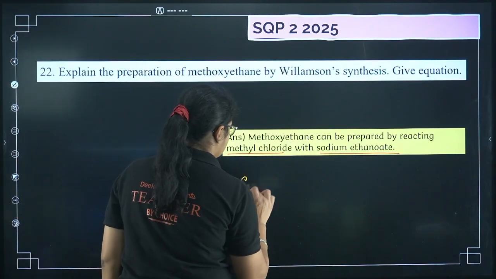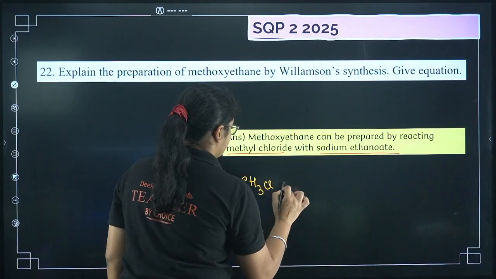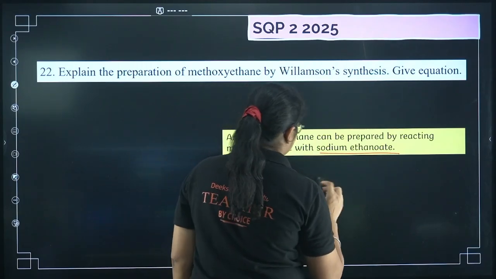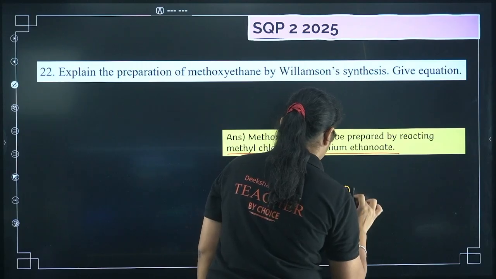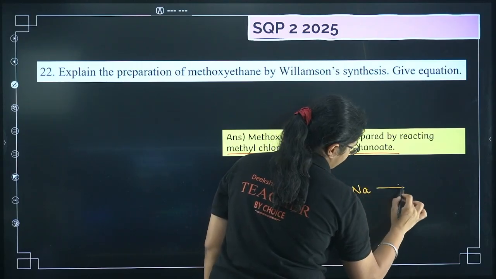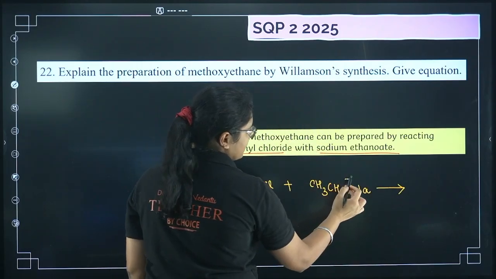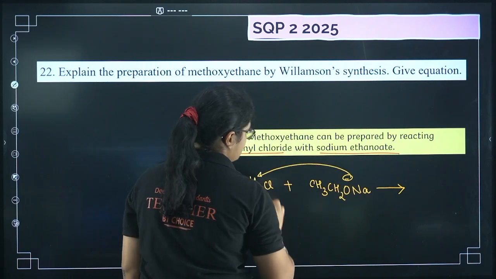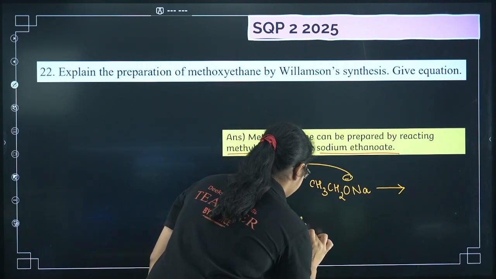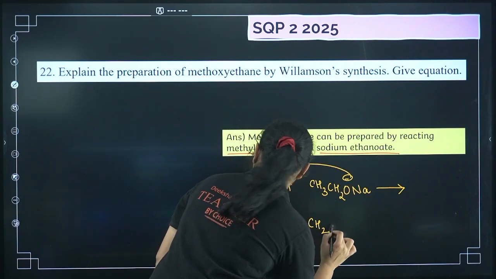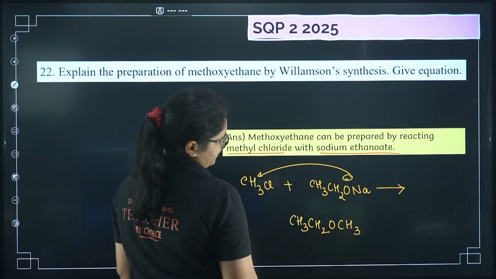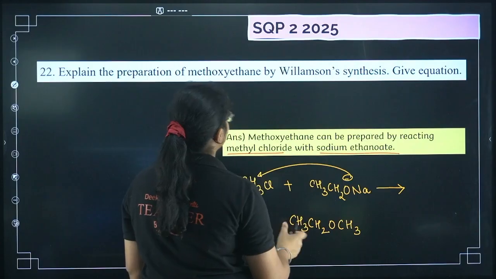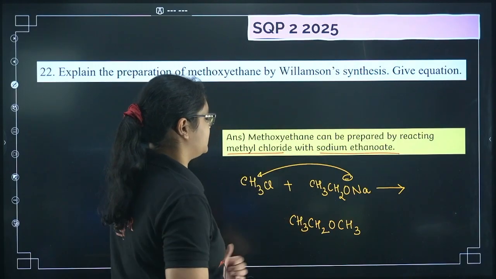So I have methyl chloride plus CH3CH2ONa. Now that will give me what? This O minus is there, it will attack on this one, so it will give me CH3CH2OCH3. Okay, so this will give me methyl ethanoate, or you can say methoxyethane.